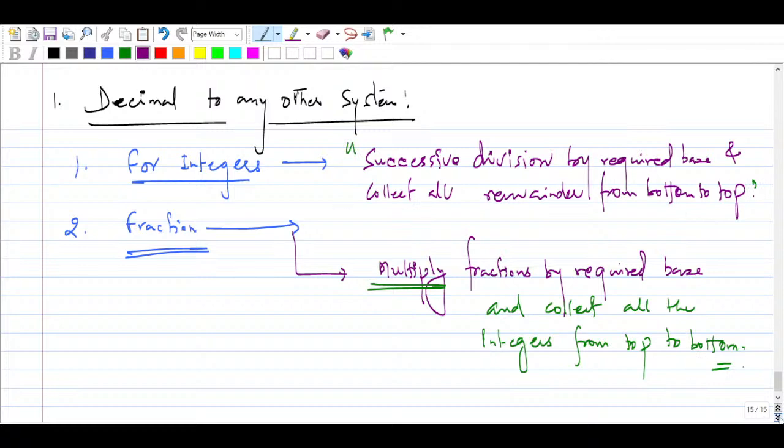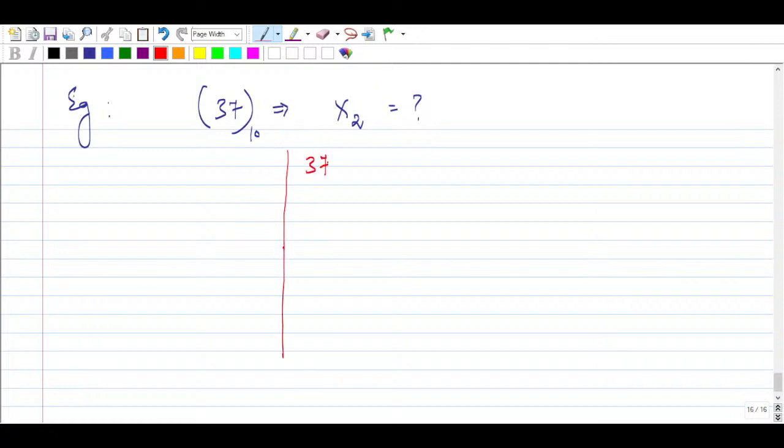Let's see an example here. Suppose you have the number 37, which is written in base 10, and you have to convert it into binary, or base 2. How can you represent 37 in binary? As far as this number is concerned, it looks like an integer only. It does not have any fractional part. So we can perform successive division by the required base. What is the required base here?